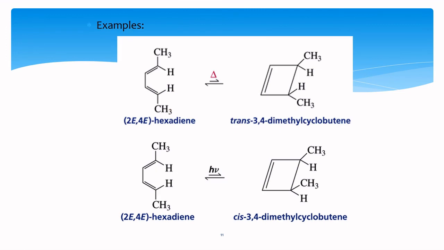Okay, another example, if we have 2E,4E-hexadiene. By using thermal, you can produce a trans product, but when you use UV, you can get a cis product. Okay, in the next video, I will explain in detail how the mechanism of the formation of these products works. Okay, stay tuned.